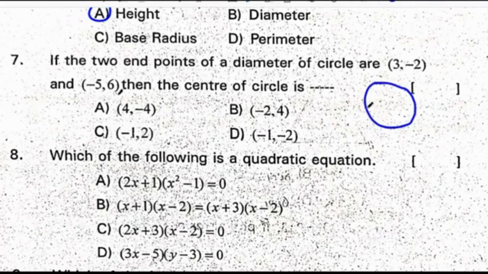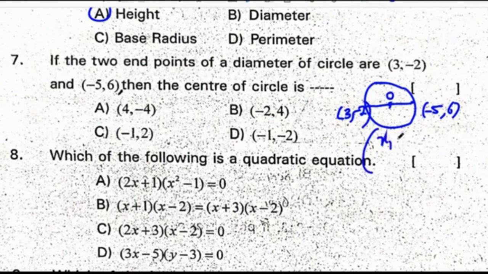So the diameter is given, which passes through the center of the circle, and the 2 points are (3, -2) and (-5, 6). So we have to find the center of the circle, so we have to use the midpoint.